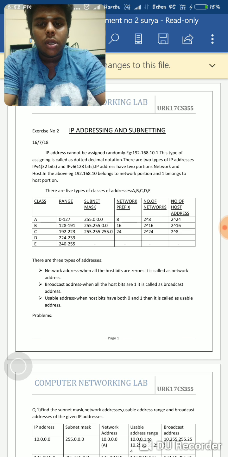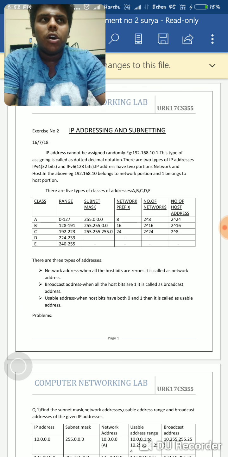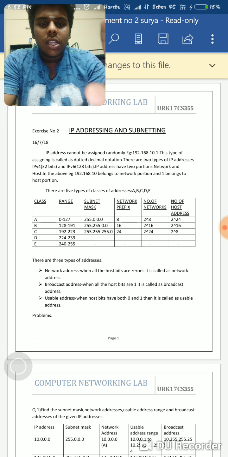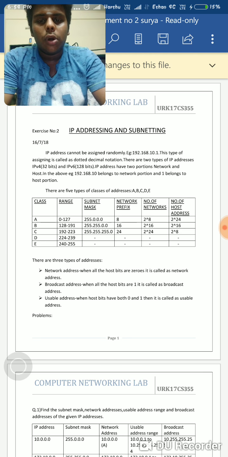There are two portions, network and host. In 192.168.10, the first part belongs to the network portion, and the last one belongs to the host portion. The IP address, the subnetting mask and the network prefix are determined by a small set of rules. It's shown in the table below.